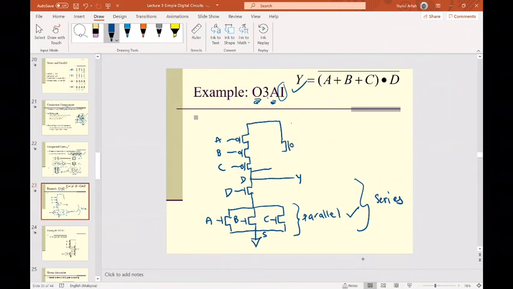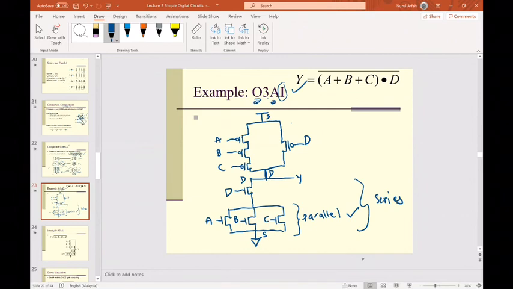Even though my drawing is not that cute, you can just readjust here and there. Put it over here, no problem. So you have a D here. And here you should have a VDD connected to the source. Okay, this is the drain.